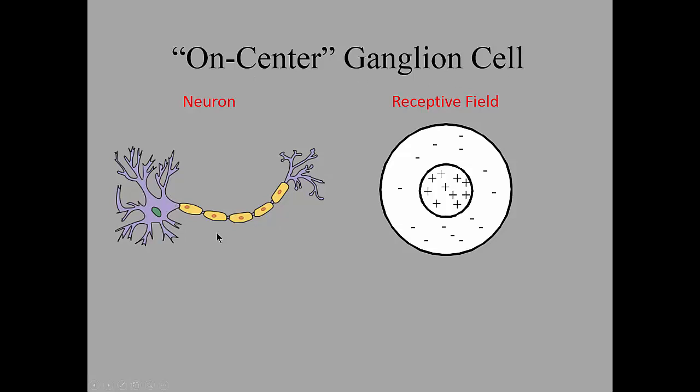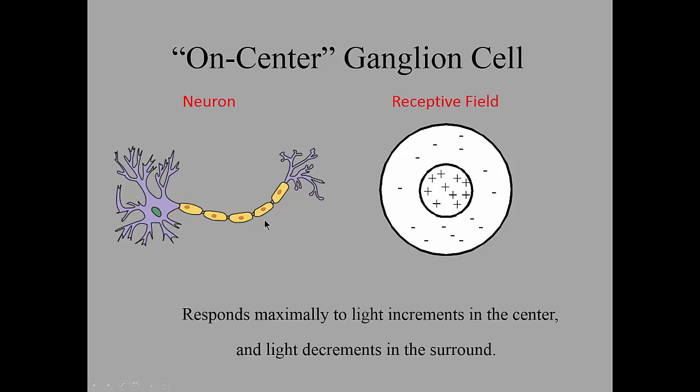This neuron will fire many, many action potentials if the region of space it's looking at has a bright center, an on-center, if you will, and the brightness is schematized here by these little plus signs, which suggest that we have a light increment in the center. We can contrast that with the annulus, which has minus signs, and these correspond to light decrements in the surround. So this neuron then, to summarize, would respond maximally. That is, it puts out maximal action potentials to light increments in the center and light decrements in the surround.